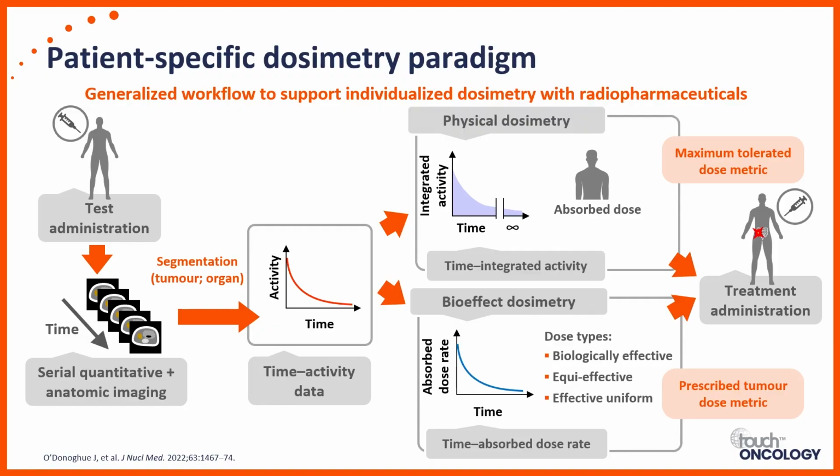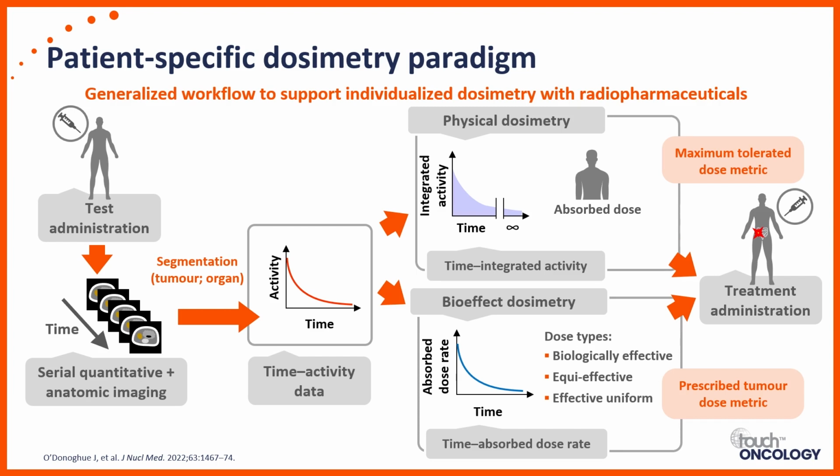So for patient-specific dosimetry, the typical workflow would be to administer either a small quantity of the therapeutic radiopharmaceutical or to administer the therapy itself, and then to take that patient and scan them with a SPECT CT scanner, single photon emission computed tomography, a few times over the course of the decay of that radiopharmaceutical, generally scanning at 24 hours, 48 hours, and maybe a 96-hour time point.